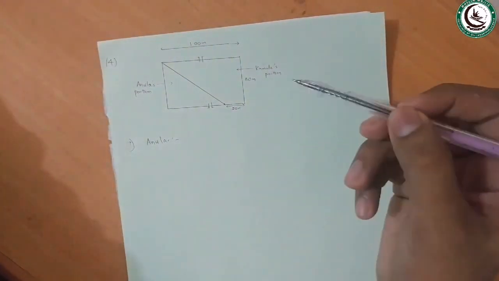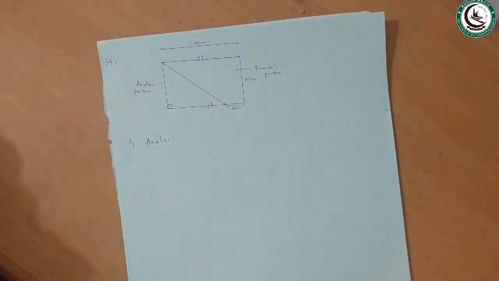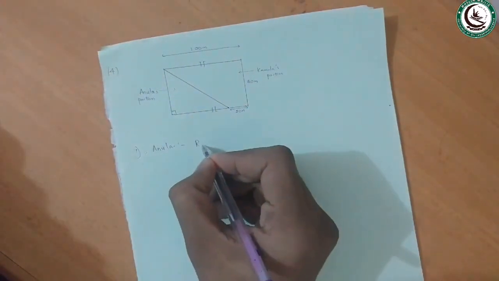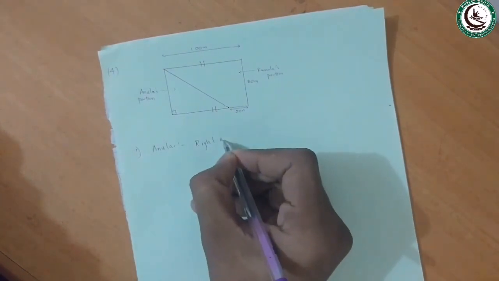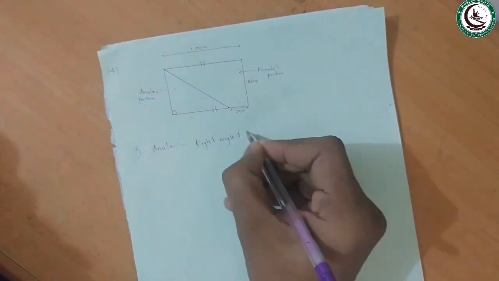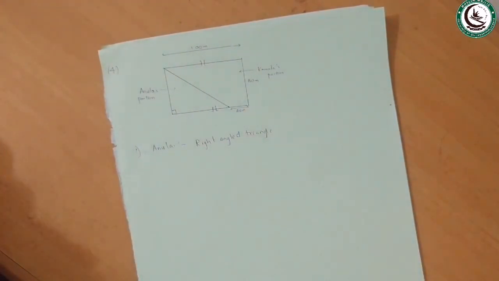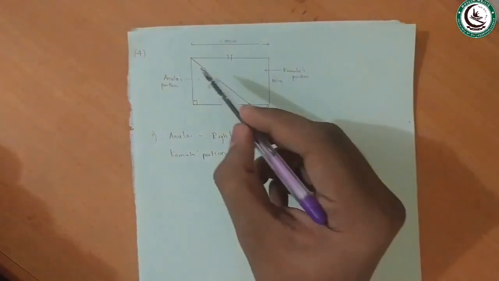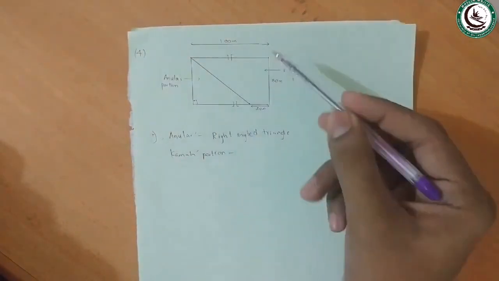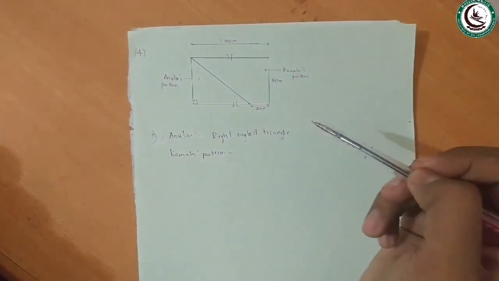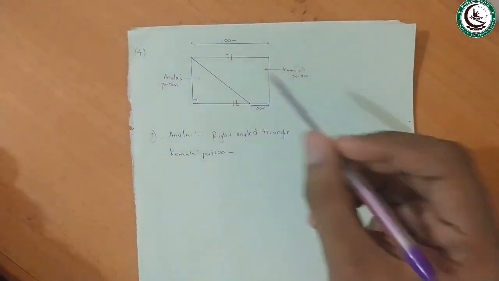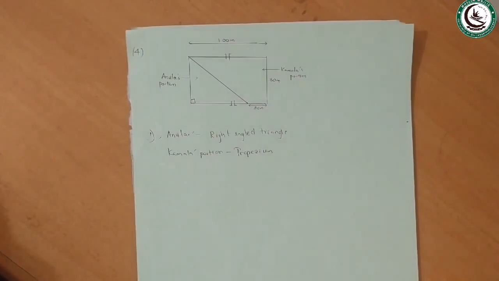But given that this is a rectangle, we also know that this angle is a right angle. So we can write a right angle triangle. Similarly, we can see Kamala's portion. There are four sides, and two sides are parallel. So we can clearly see that this is a trapezium. The answer for the first is Anula's portion is a right angle triangle, while Kamala's portion is a trapezium.